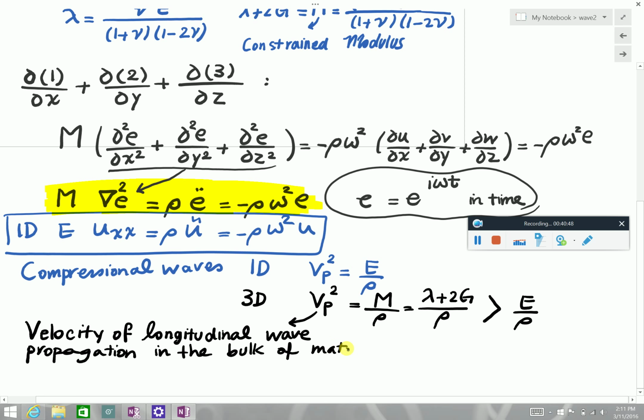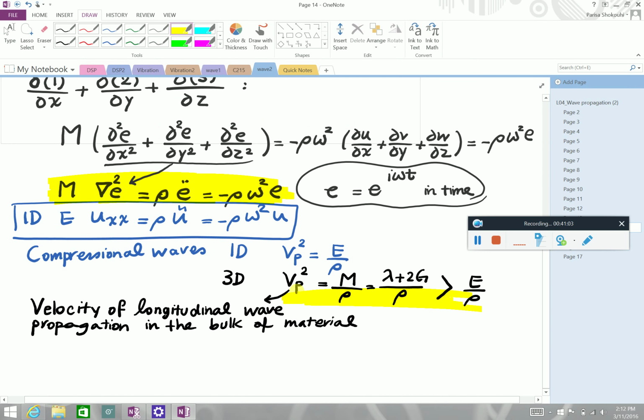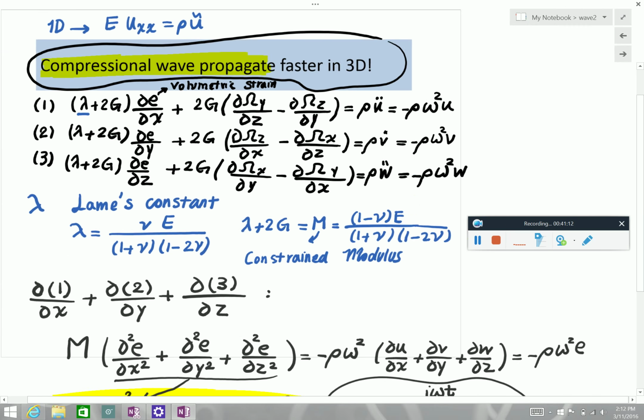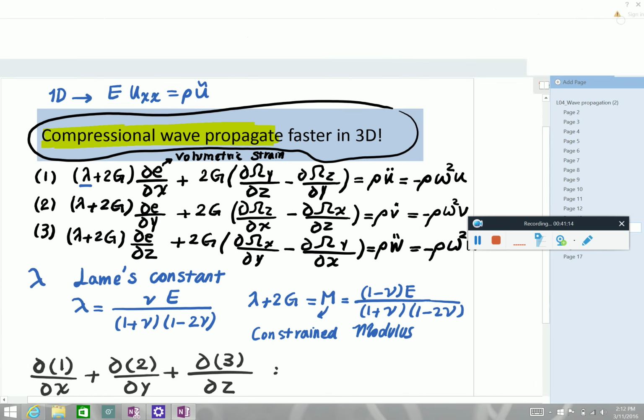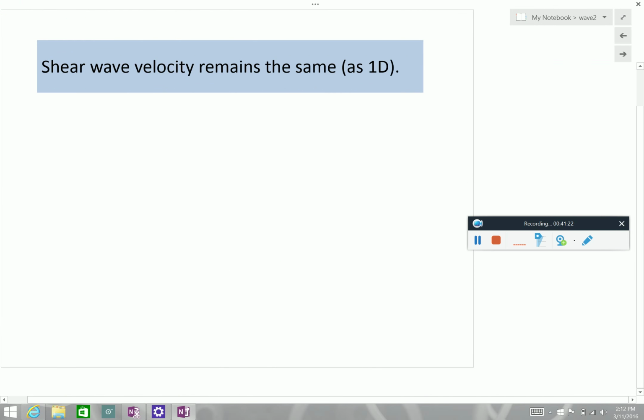So this confinement of particles by neighboring particles makes the wave travel faster. So that's an important conclusion. Now, what happens with shear waves? Next we look to see what we can say now about shear waves.